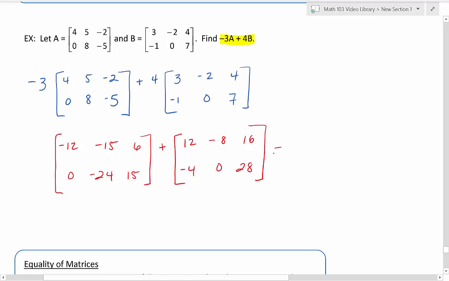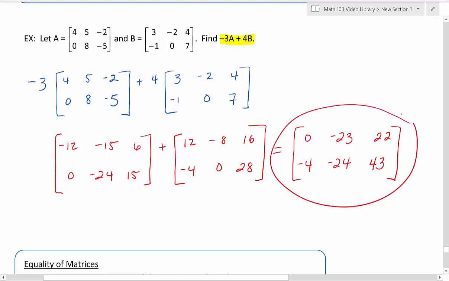And now we'll simply add corresponding entries. Negative 12 plus 12 is 0. Negative 15 plus a negative 8, negative 23. 6 plus 16, 22. 0 plus negative 4, negative 4. Negative 24 plus 0 is negative 24. And 15 plus 28 is 43. Here's our answer to that linear combination.